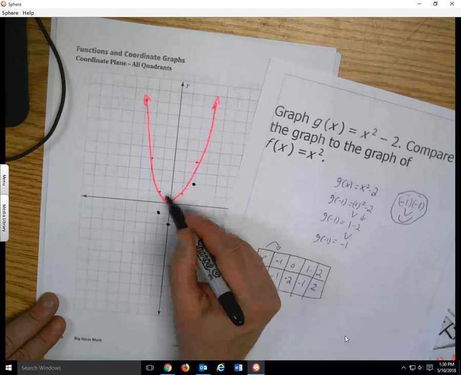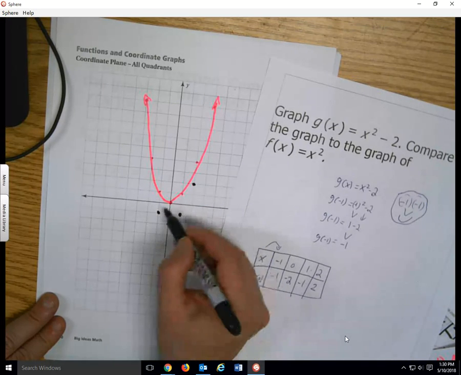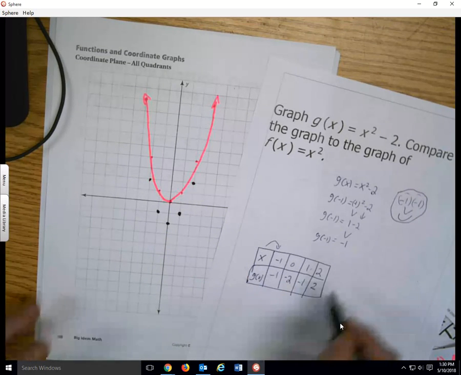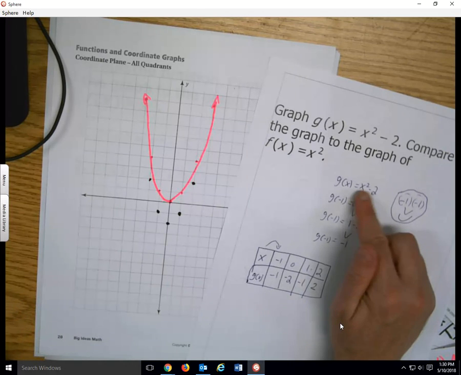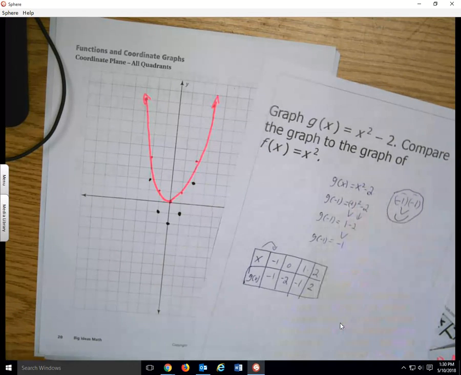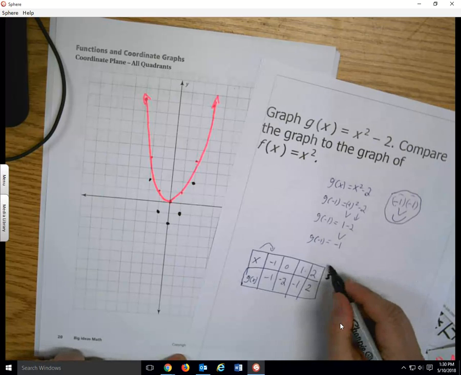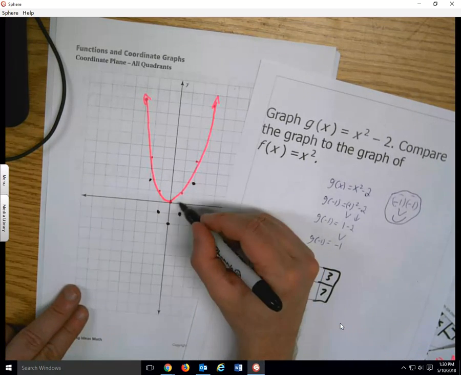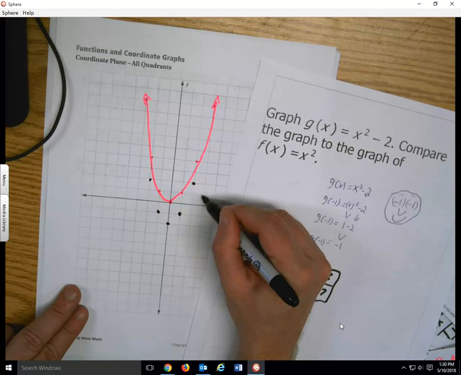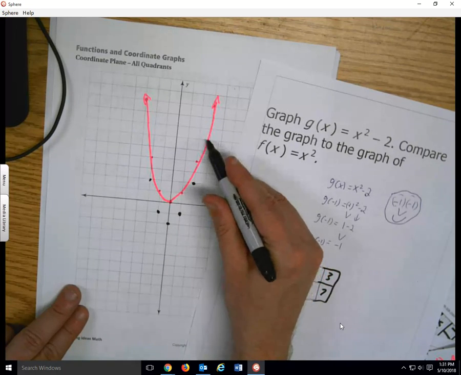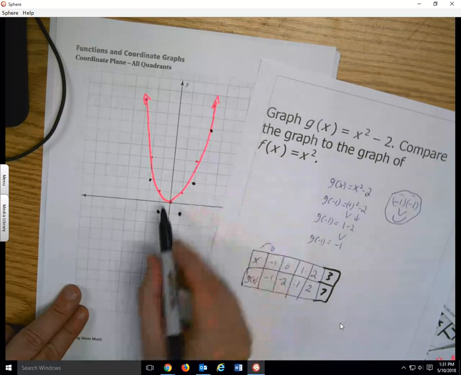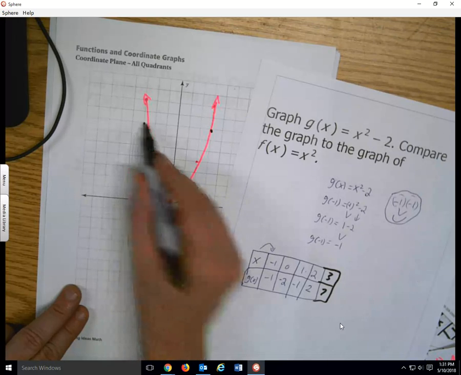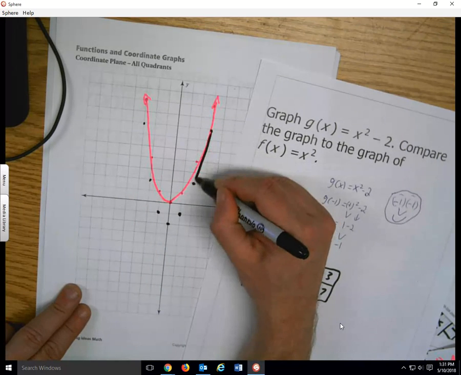Okay, let me go on this side. Okay, what the heck? Let's just do a 3 real quick. It's not hard to do. 3 squared, 3 times 3 is 9. 9 take away 2 would be 7. So if it's 3 for the x, then 1, 2, 3, 4, 5, 6, 7 for the y. Okay, now we can really compare these parabolas here.